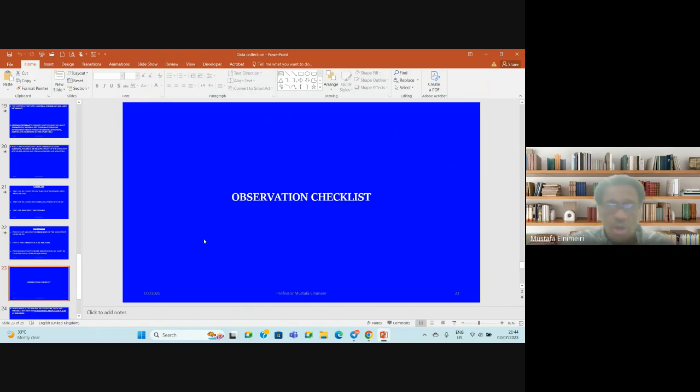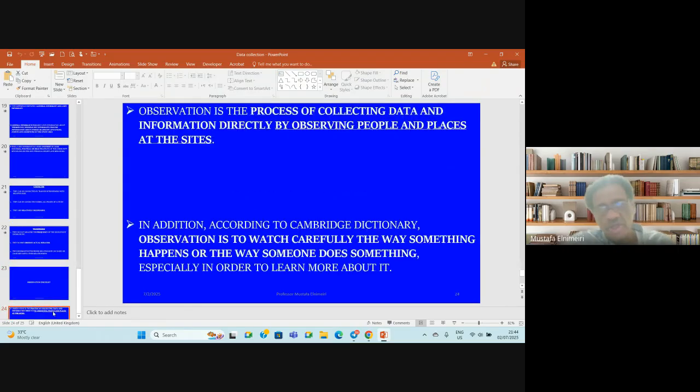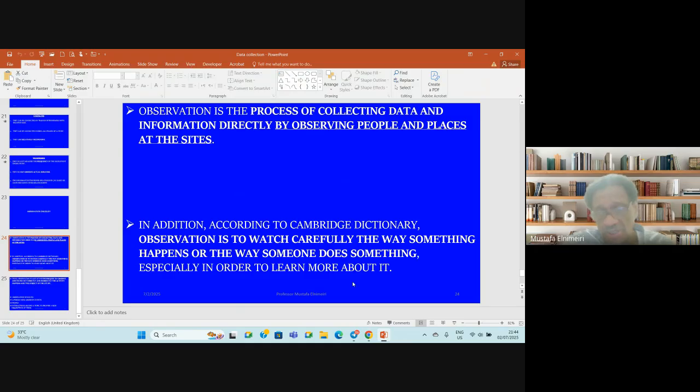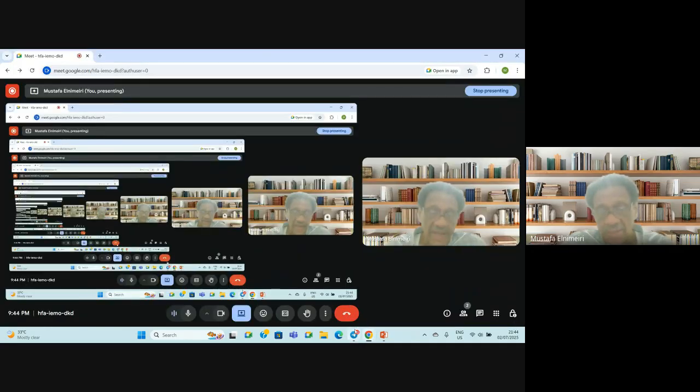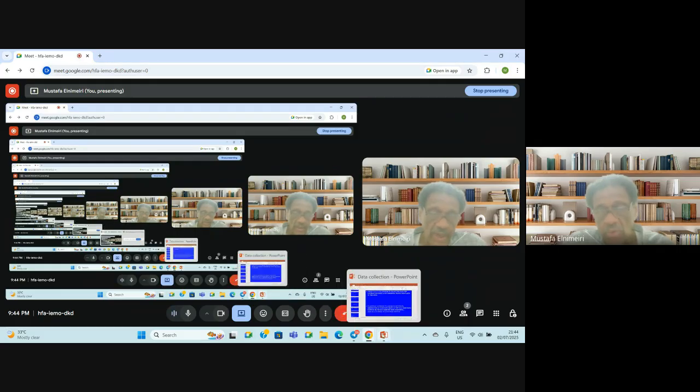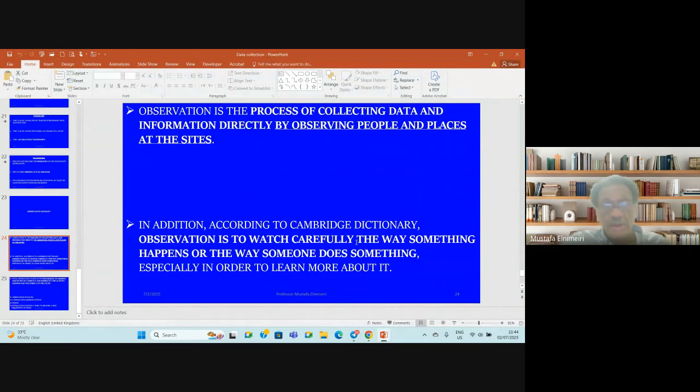And then we can talk about the observation checklist. Observation is the process of collecting data and information directly by observing people and their places, maybe in the delivery room or in the outpatient department. You make some sort of observation of the behavior of the healthcare provider towards the patients, how they interview them, how they counsel them, and so on.